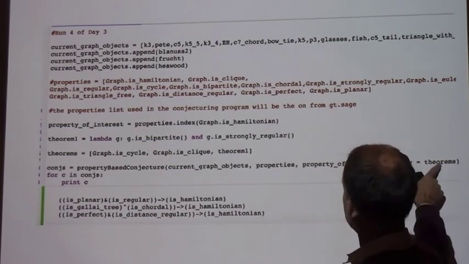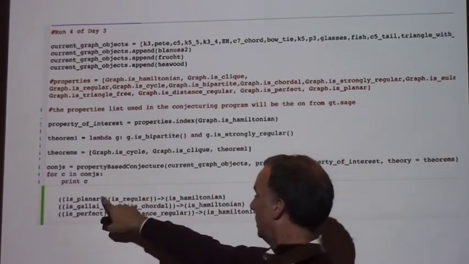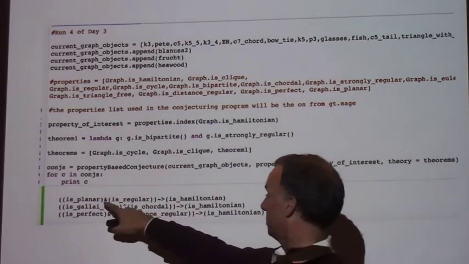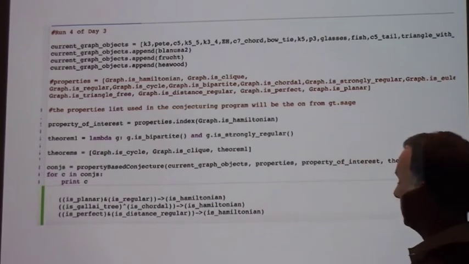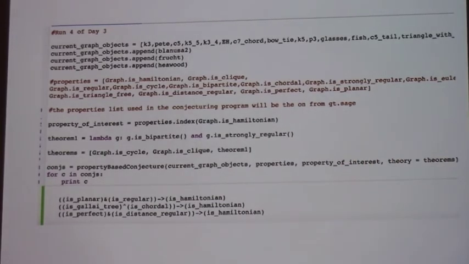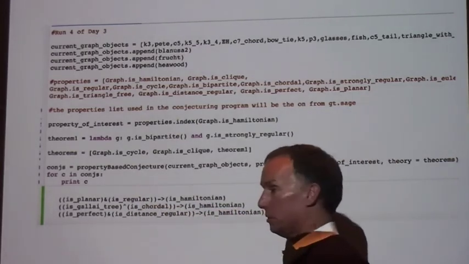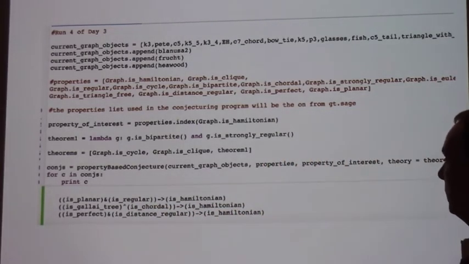And the default is to make sufficient conditions. So it's made some conjectures here. So if a graph is planar and regular, then it's Hamiltonian. That's the kind of thing that you get. This one's definitely false, but the students won't know this right away.